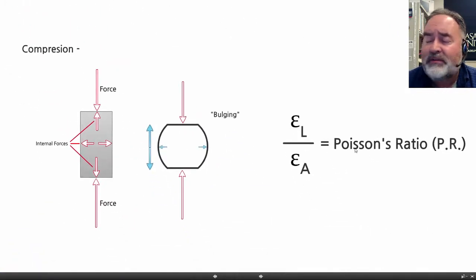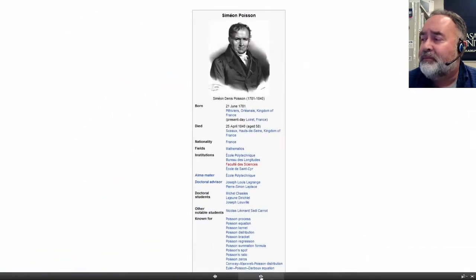Here's Poisson's ratio under compression. Same process again. We're going to push along the major axis. Here's the major axis. Here's the minor axis, or the lateral axis. We're going to ratio the lateral change relative to the axial change, and we're going to get another Poisson's ratio, but this is the Poisson's ratio, or the PR, for compression for different materials.